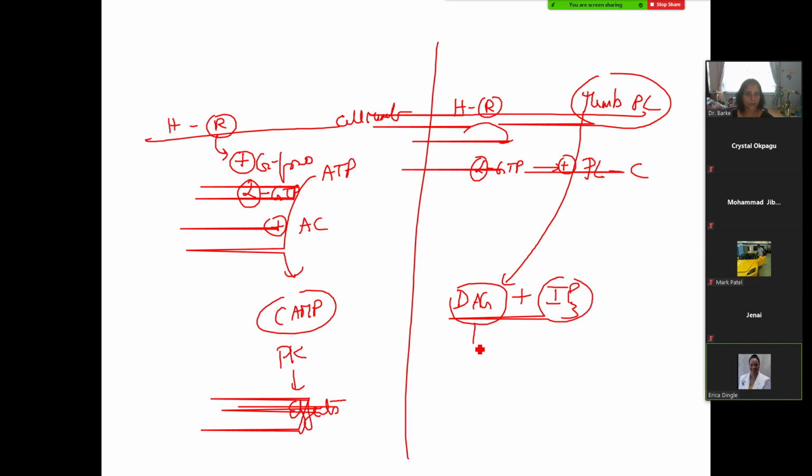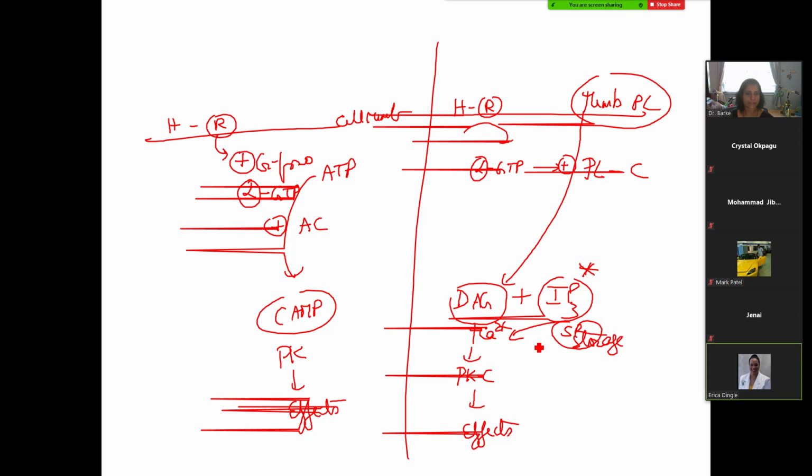Now DAG is responsible for activating protein kinase C, which brings about physiological effects by enzyme activation. But can it act alone? What does DAG require? Calcium. So DAG requires calcium to cause this activation. So what's the role of IP3? It mobilizes calcium. It provides the calcium from the storage sites. Okay, so it mobilizes calcium from the sarcoplasmic endoplasmic reticulum and provides that calcium for DAG, which leads to enzyme activation.